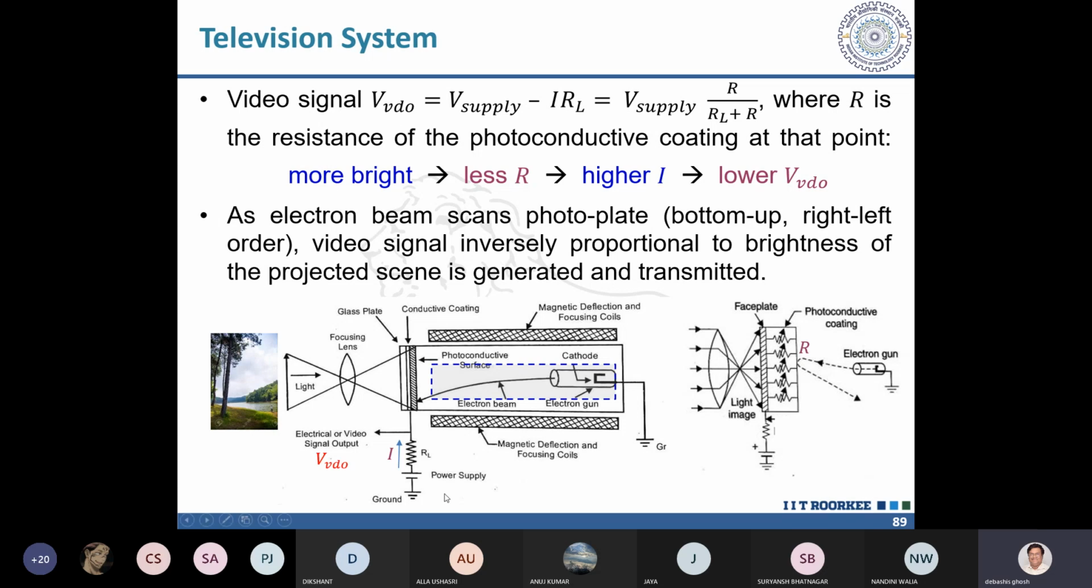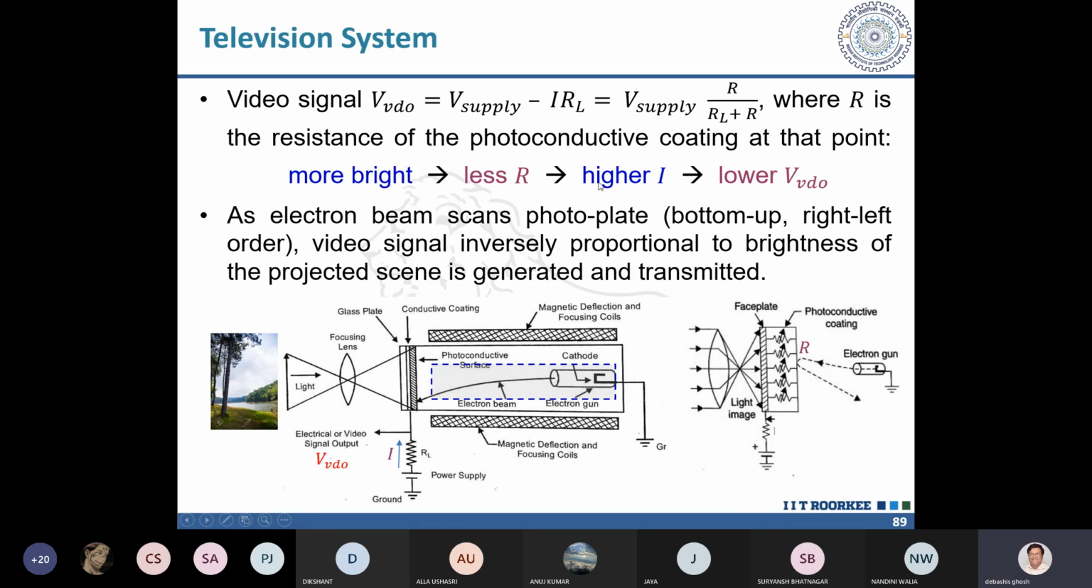How? Because this V video, this signal, will be equal to V supply minus I into RL. That will be the voltage produced here. Okay, that is what I will be taking out as my output signal.